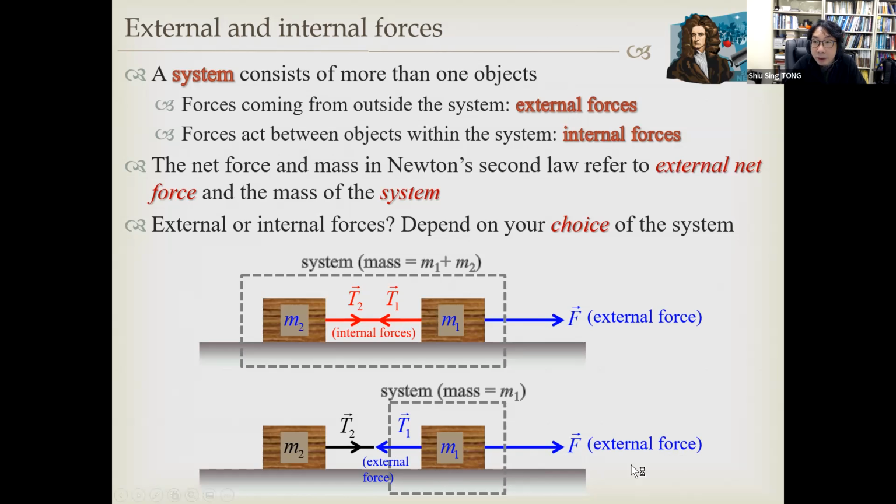So when we apply Newton's second law, we should always find the vector sum of the external forces, and that gives us a net force, and then we equate the net force with the mass times the acceleration of the system. In the first case, the mass of the system is the sum of the masses of the two bodies, because we include both bodies, right? In the second case, the mass of the system is simply the mass M1, because M2 is now excluded. So be careful when you apply Newton's second law.